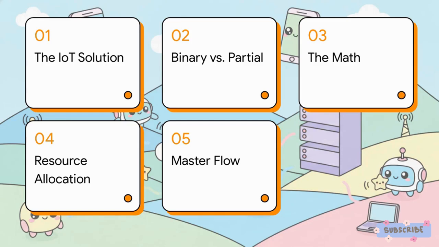Okay, let's dive into this. Here is our highly organized roadmap for today. First, we'll look at the IoT solution. Then, we'll compare binary versus partial offloading. Third, we'll break down the math. After that, we'll explore fog resource allocation. And finally, we'll wrap it all up with the master flow.